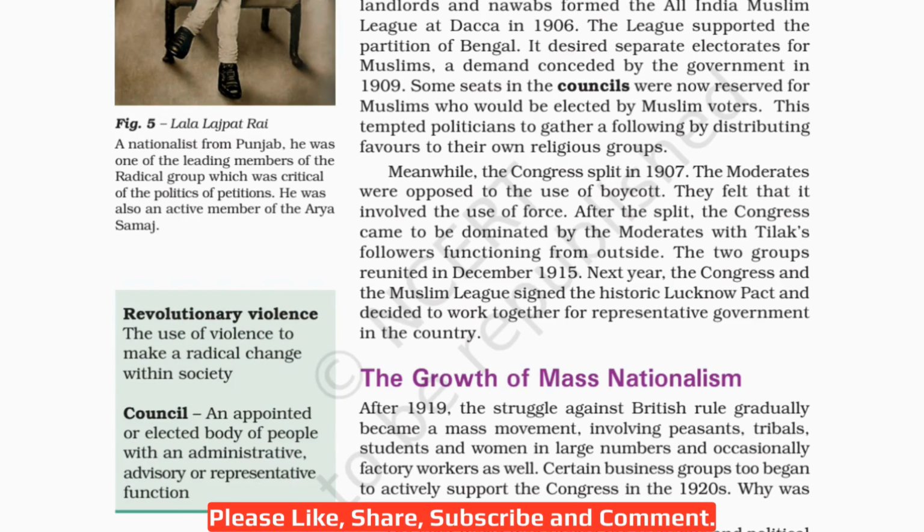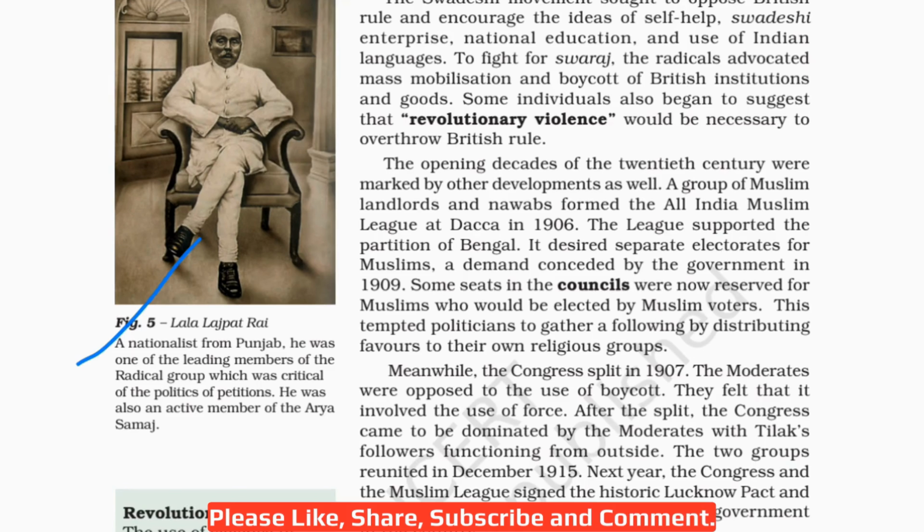This is figure 5, Lala Lajpat Rai, a nationalist from Punjab. He was one of the leading members of the radical group which was critical of the politics of petitions. He was also an active member of the Arya Samaj.